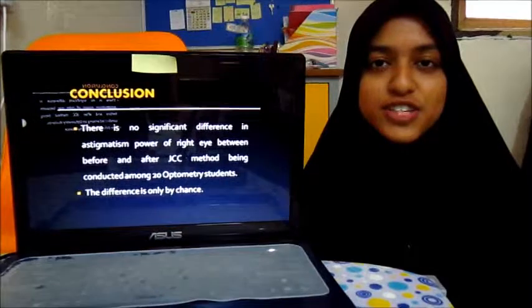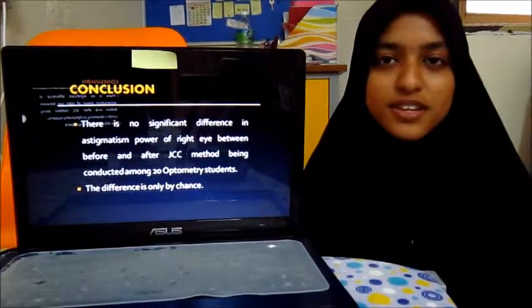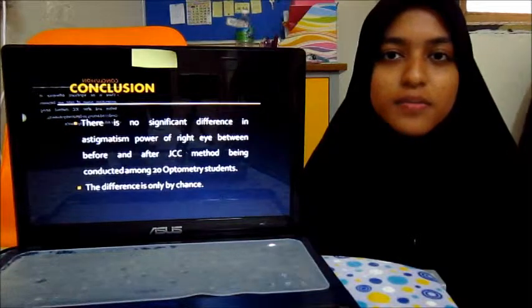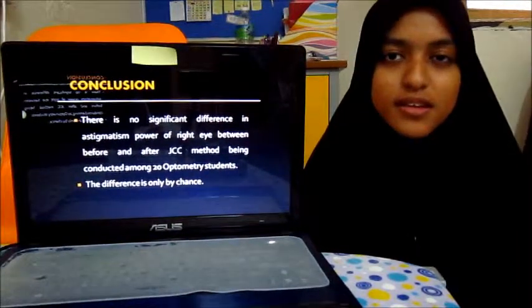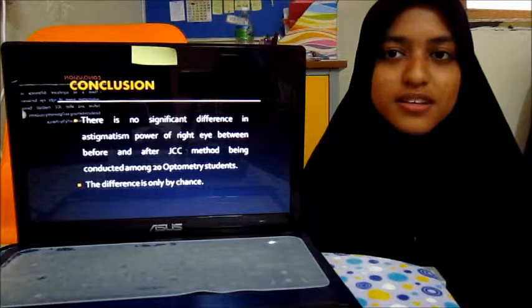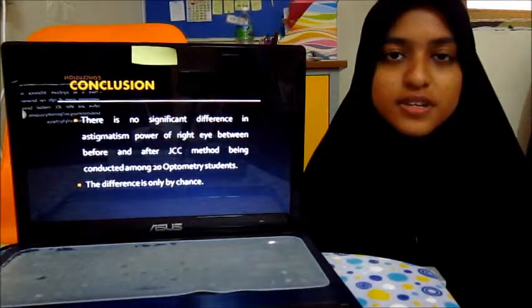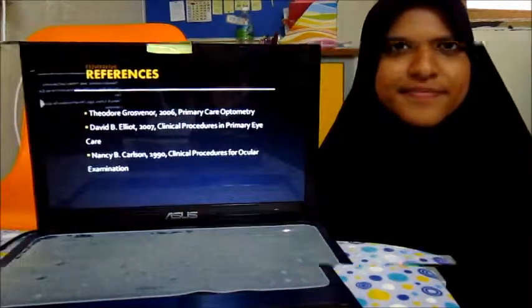Finally, our conclusion is there is no significant difference in astigmatism power of right eye between before and after JCC method has been conducted among 20 optometry students. If there is any difference, it is only by chance.